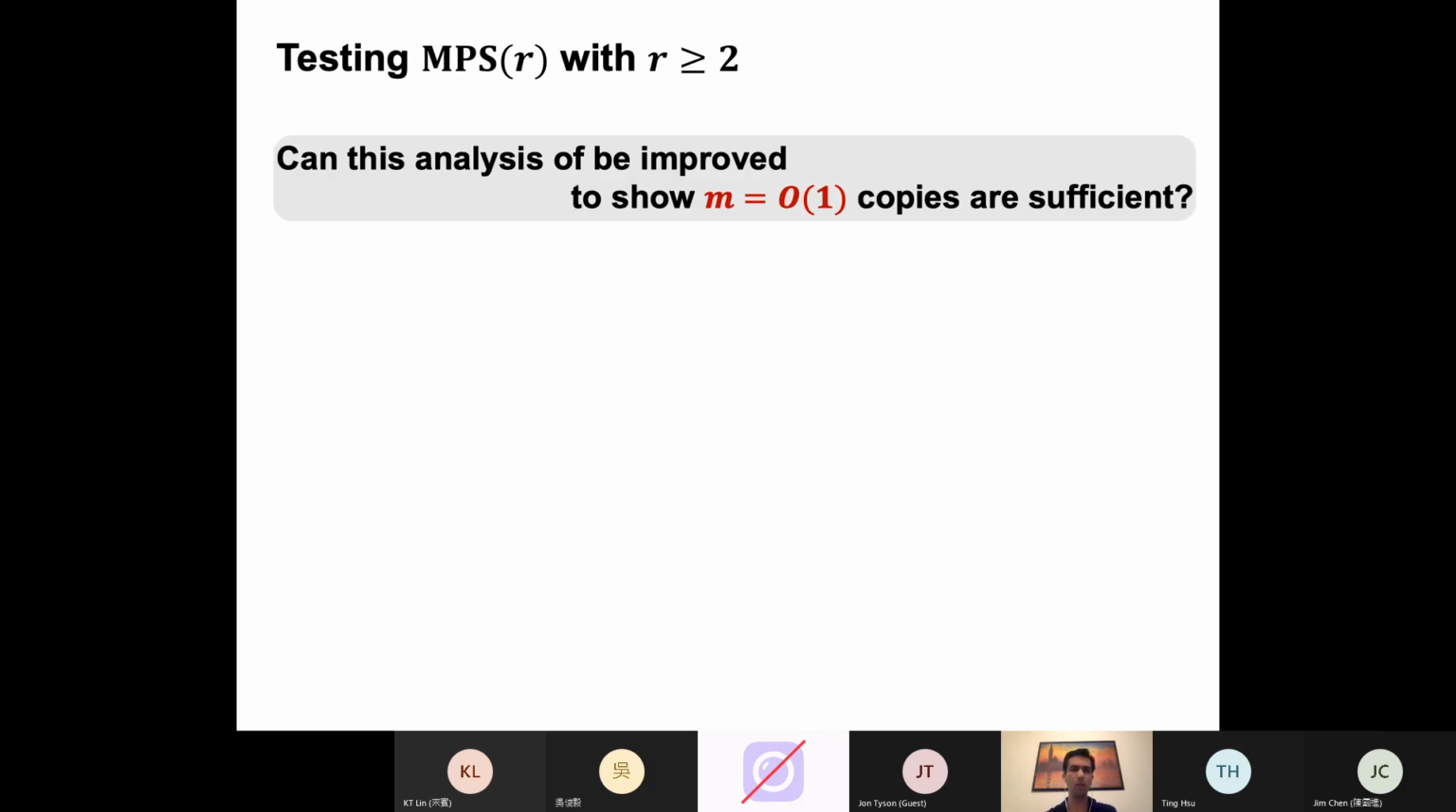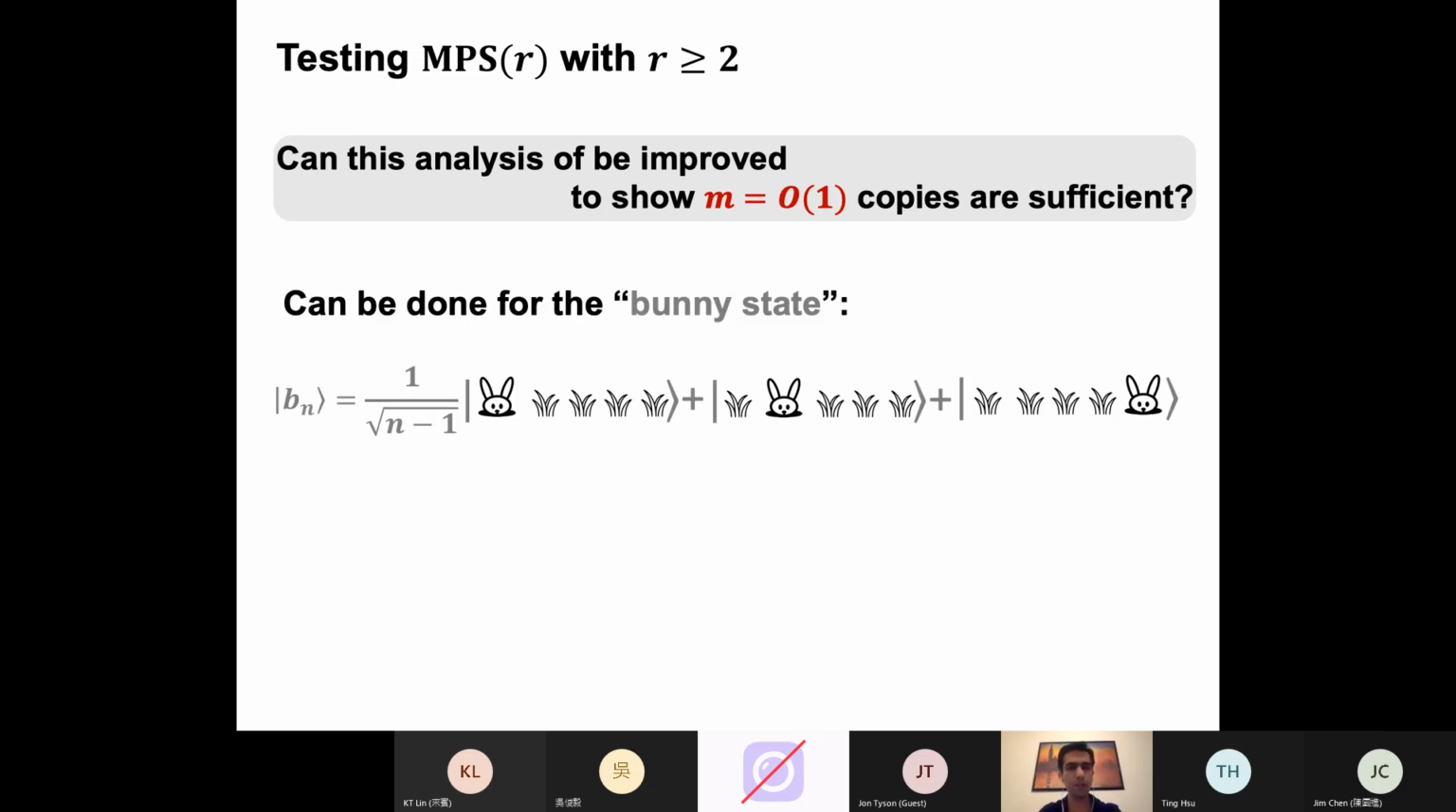So this order n upper bound is very pessimistic, or the analysis is very pessimistic. And one question you might ask is if this analysis can be improved to potentially give a constant copy complexity, which was the case for product testing that I talked about earlier. And this turns out to be possible for a special state called the bunny state.